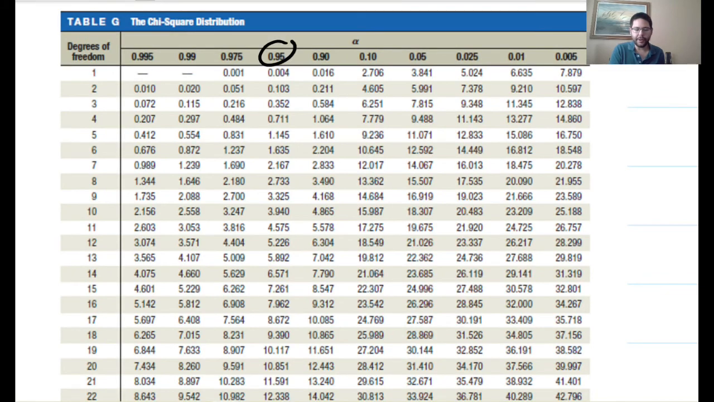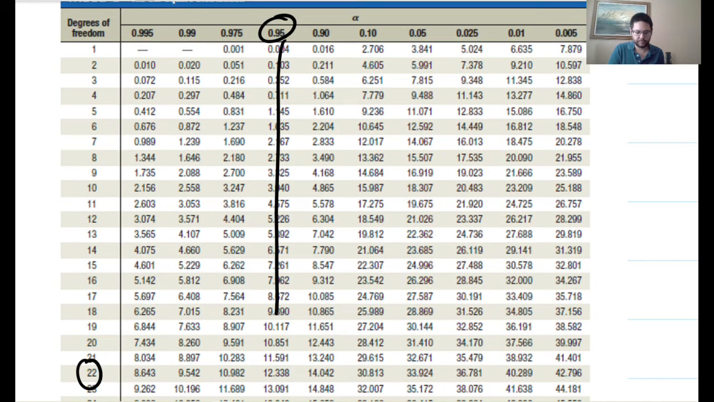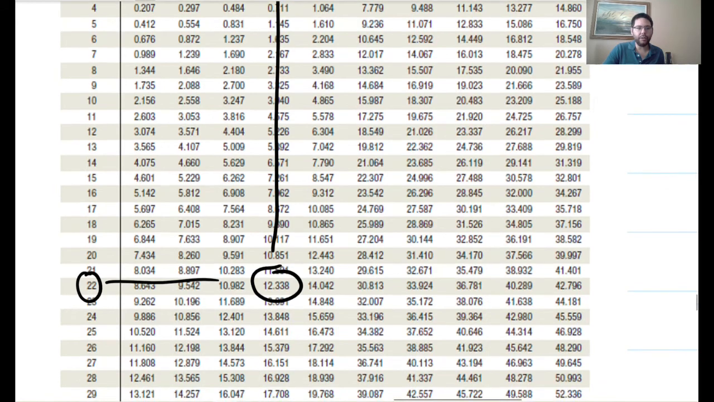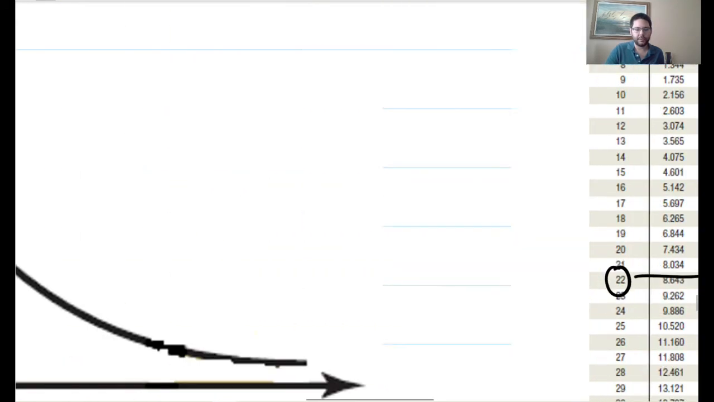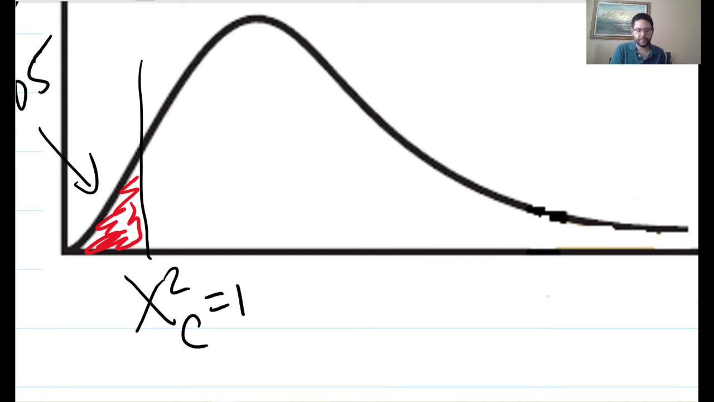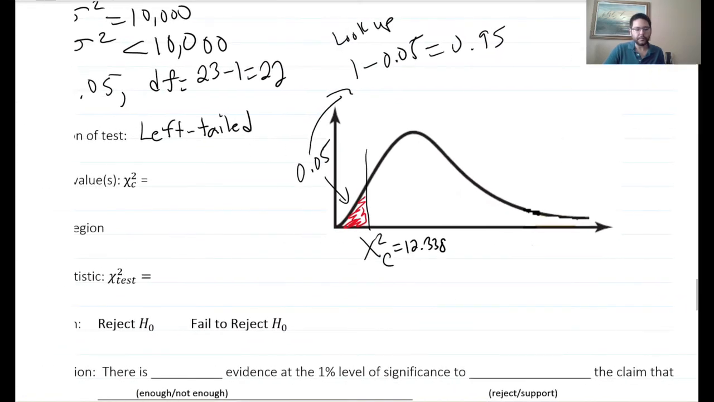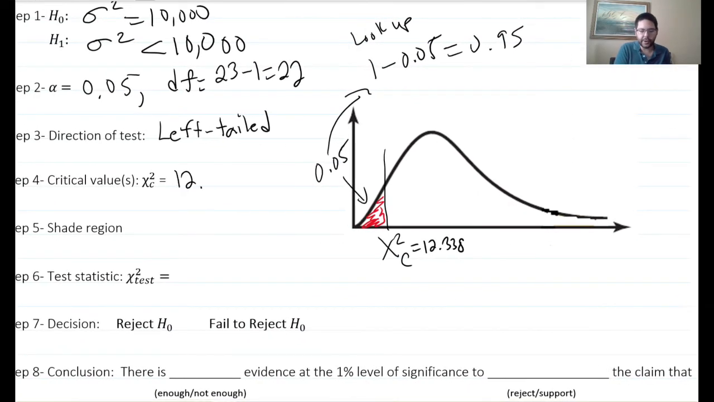So 0.95 and 22 degrees of freedom. Looking at that area, that's about 12.338. I'll provide that right here. All right, so now we have our curve, and let me write that here. We shaded the region, so we're good with that.